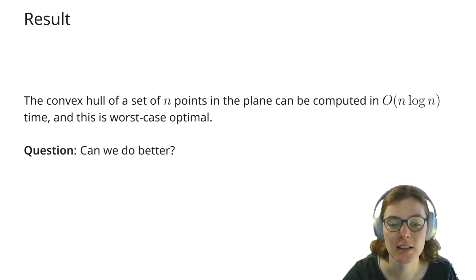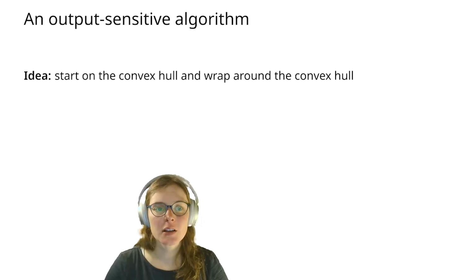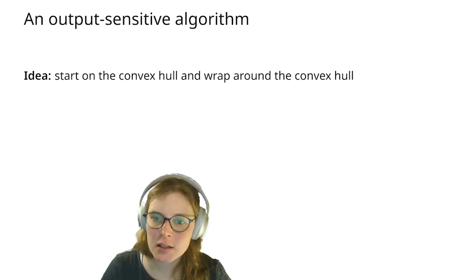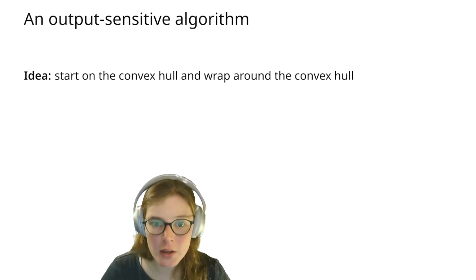Of course, the question that we always ask: can we do better? Can we, for example, find an algorithm that takes big O of n times h time if the convex hull has h vertices? Note that if h is rather small, this could be a faster algorithm. And even further, can we design an algorithm maybe that takes big O of n log h time? And the answer to both of these questions is yes, we can, and we will discuss this in the following. We're going to design an output sensitive algorithm whose running time will depend on the size of the output. In our case, it will depend on the number of vertices that lie on the convex hull.